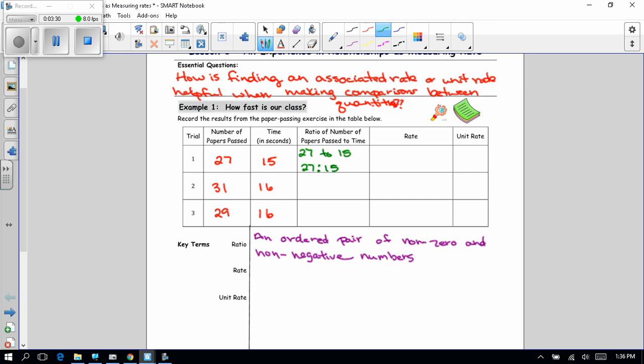All right, so 31 and 16, I could write that as 31 to 16. Or, of course, I could write it as 31 and then the colon 16. What do you think I'm going to write then for that next one? I'm going to wait here a few seconds, let you fill it in, and see if you and I get the same answer.